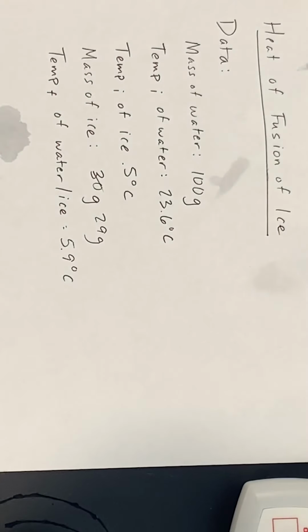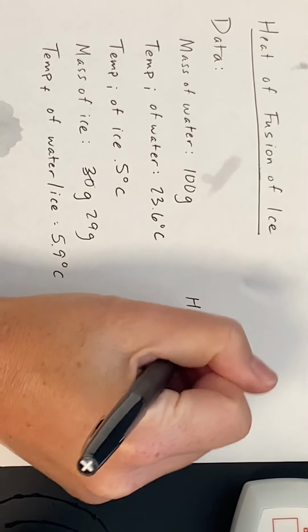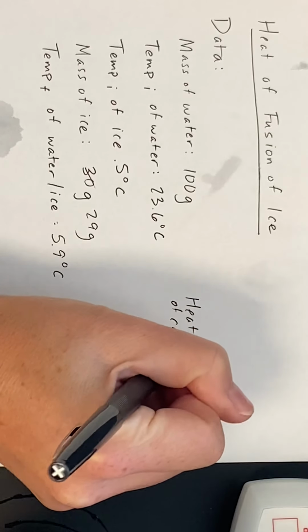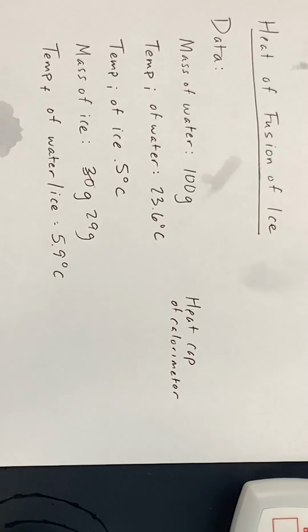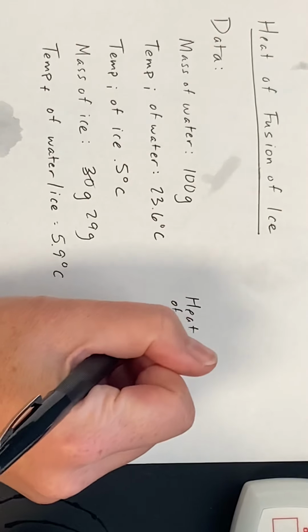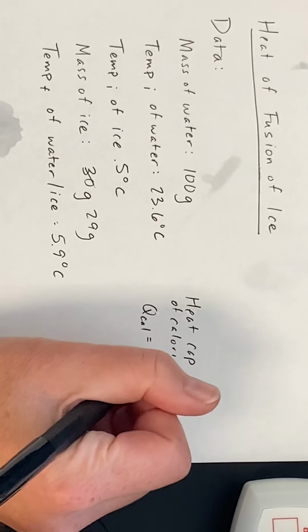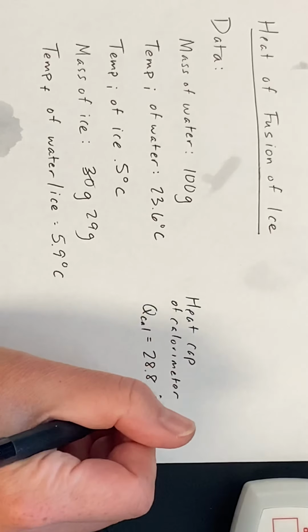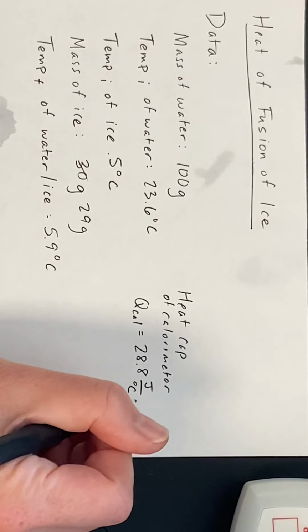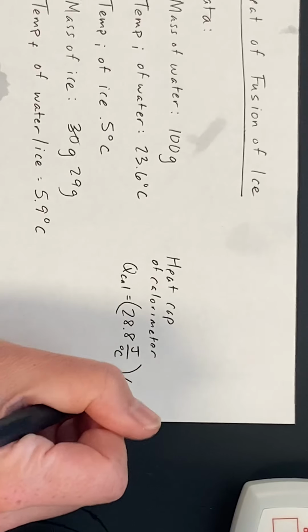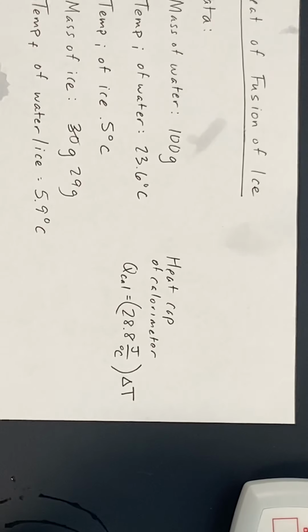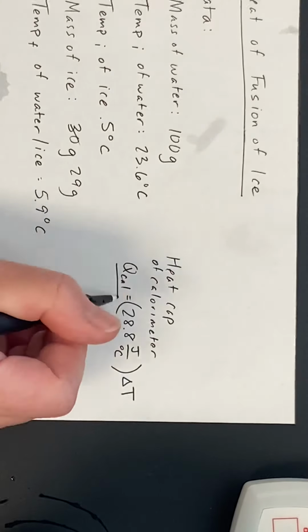Now there's one more piece of information you need to solve this, and that is the heat capacity of the calorimeter. So remember, there are three things happening here. The ice is warming up, the ice is changing phase, and then the temperature of the water is changing. In addition to that, some of the heat goes into the calorimeter itself, and the heat capacity of the calorimeter is 28.8 joules per degree Celsius. If you multiply that number by the change in temperature of the calorimeter, you will get the heat that went into the calorimeter itself.